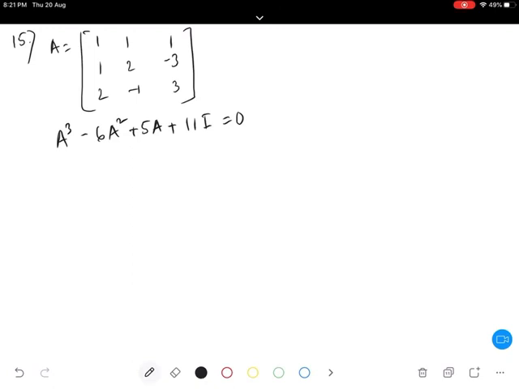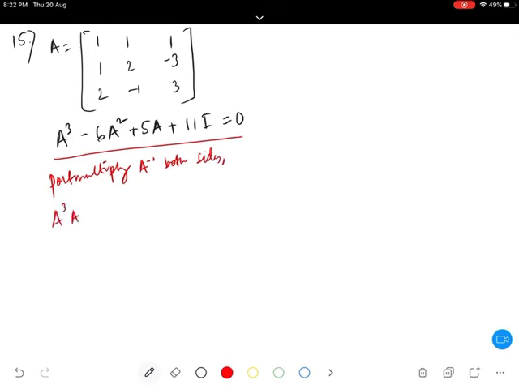So tell me, what is my first step to find the A inverse? Look at the equation. What do we do? Post multiplying A inverse both sides. So write down post multiplying A inverse both sides. So it becomes A cube A inverse minus 6A square A inverse plus 5A inverse plus 11A inverse equal to 0. Right?